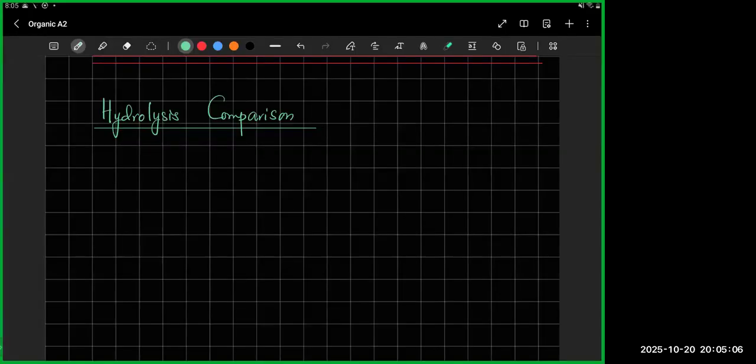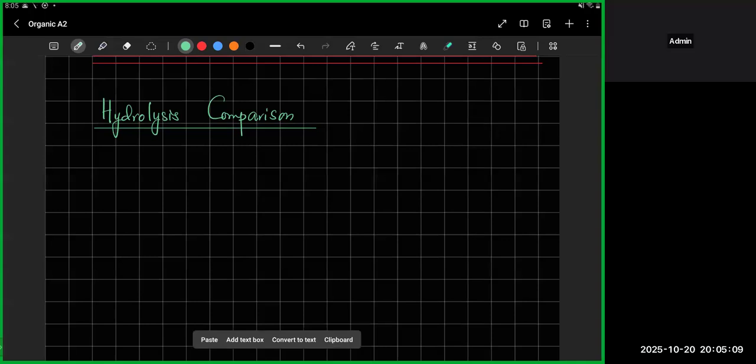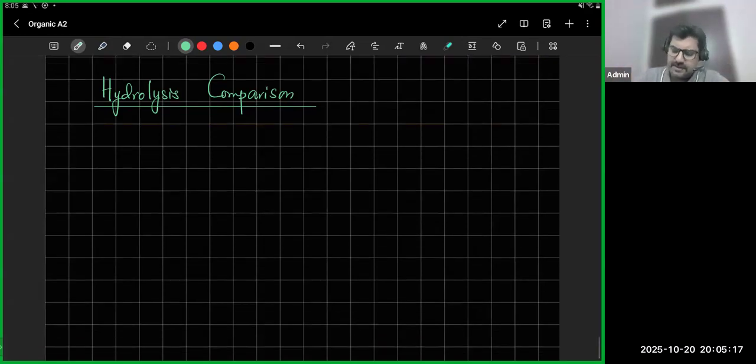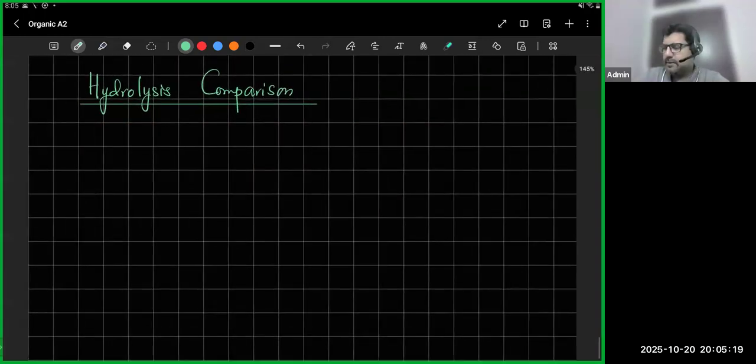So what we are going to do is the next question that usually comes. It's the hydrolysis comparison of chlorine related compounds. Normally you get one big question on this as well. There are actually three different topics, but you get one big question because there are three different chlorine related compounds.